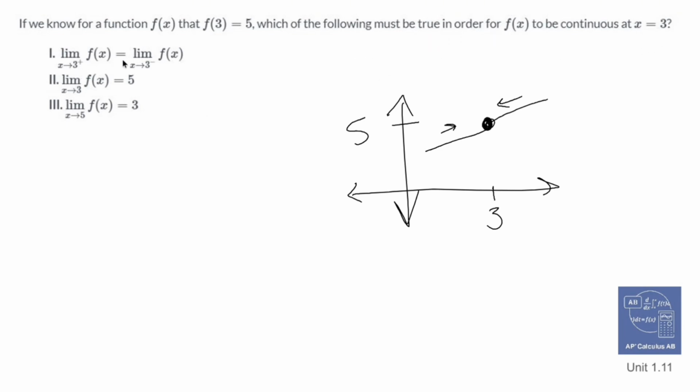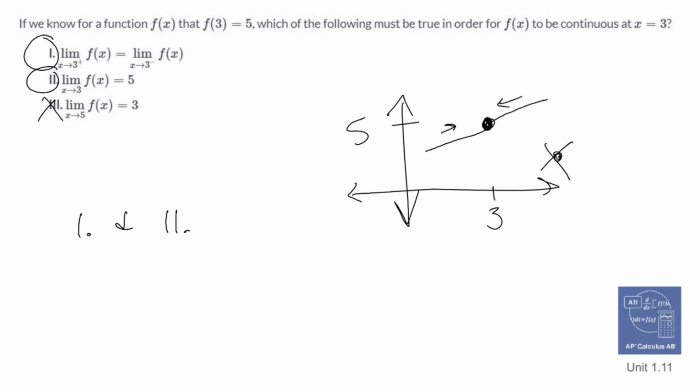Well, the left-handed limit and the right-handed limit do have to be the same. So one is true. Also, if they are the same, that would mean that the regular limit is also going to be 5. So that makes 2 true as well. The limit as x approaches 5 is 3, some point down here. Why would that matter? It doesn't matter, so not that one. So the only two options that matter here are going to be 1 and 2.